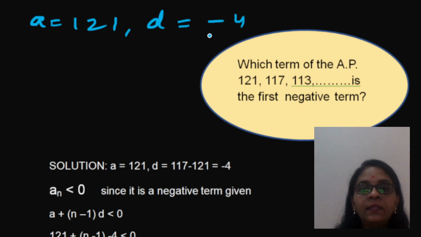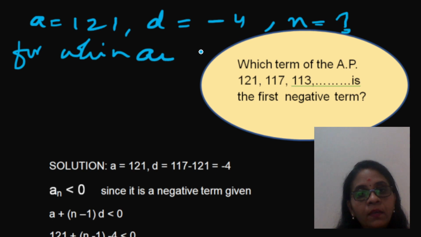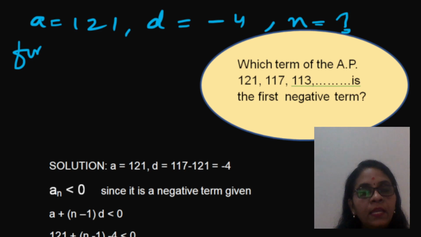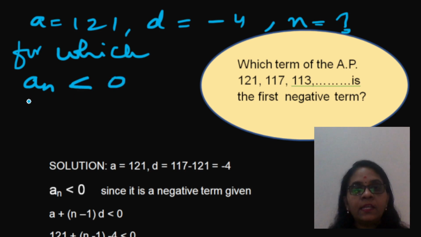That is the reason that the AP is going on decreasing, because d is negative. And they are asking which term is the first negative term. That means they are indirectly asking us the value of n for which an is less than 0. The value of an where it is less than 0, that first position of n is what is asked.